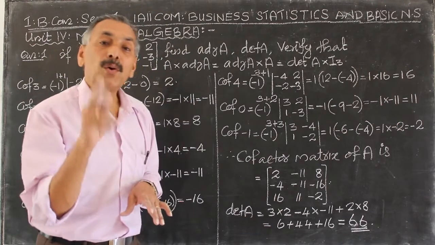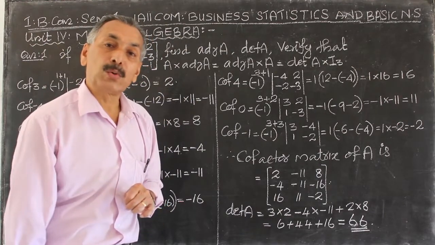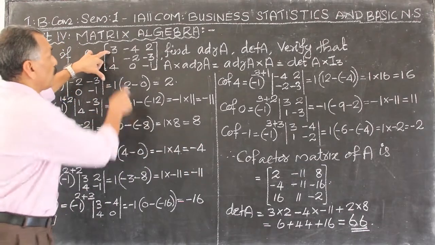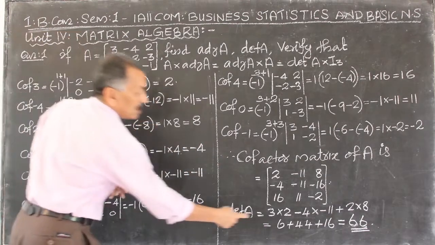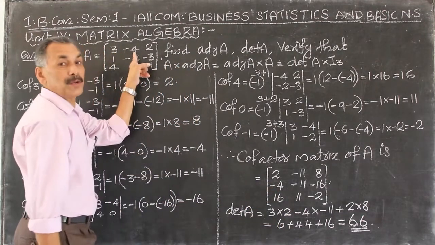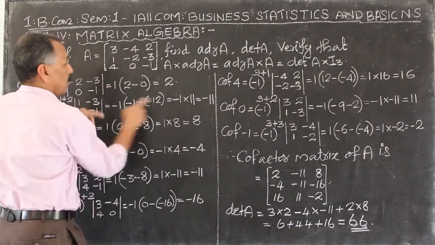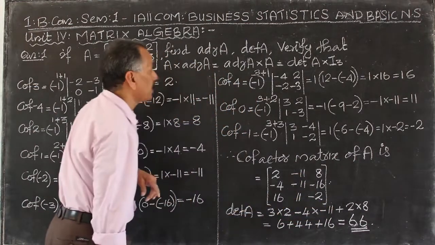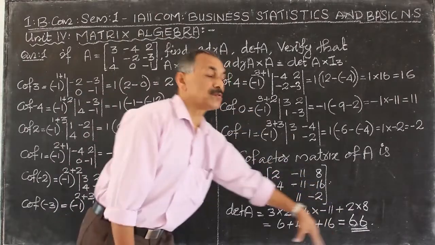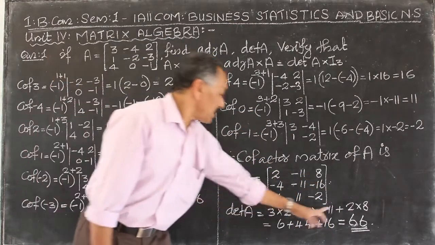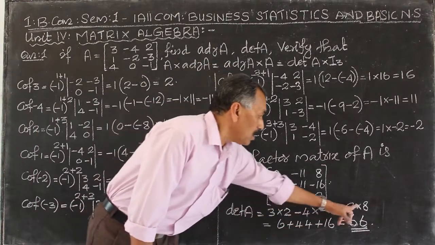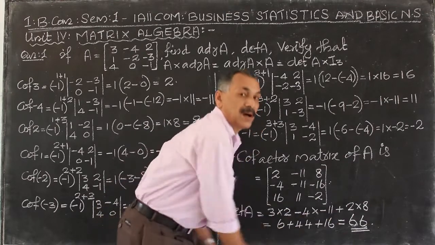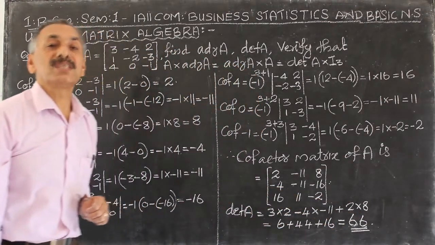Then what is determinant A? Determinant A is obtained by multiplying the elements of one row by their cofactors and adding. Determinant A is equal to 3 into the cofactor of 3, which is 2, so 3 into 2, minus 4 into the cofactor of minus 4, which is minus 11, so minus 4 into minus 11, plus 2 into the cofactor of 2, which is 8. That adds to 6 plus 44 plus 16, which is 66. So determinant of A is equal to 66.